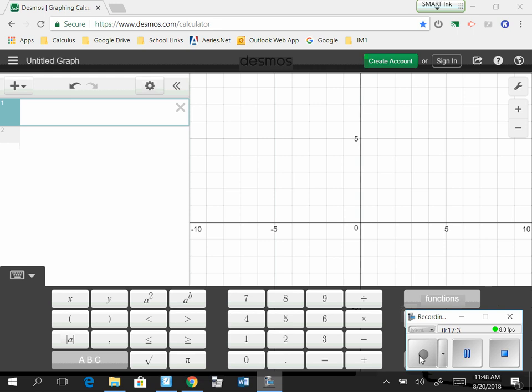I gave one tip on how to find that absolute value button on your keyboard. You can also go straight to this Desmos keyboard and type y equals -1.